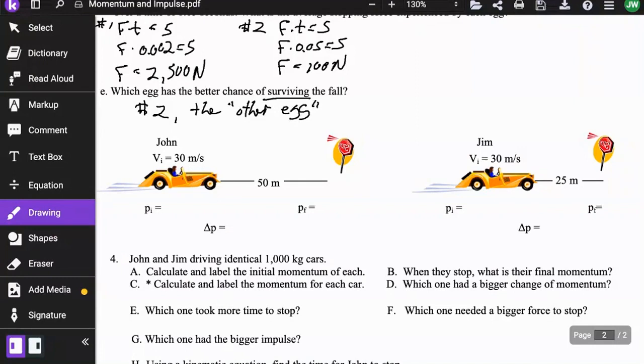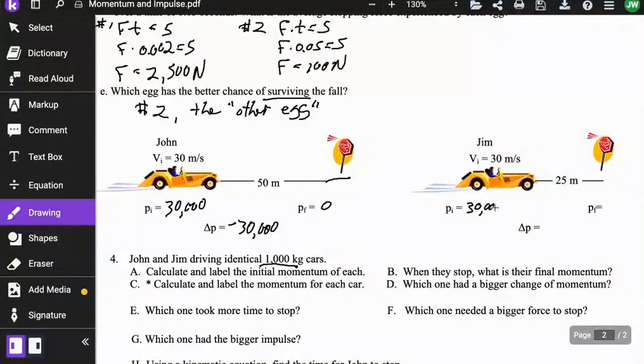The very last question, where we've got John and Jim driving identical 1,000 kilogram cars. So in our diagram, we've got John, our initial velocity is 30 meters per second. Jim, initial velocity is 30 meters per second. They're both coming to a stop. So they've got the same initial momentum, 30 times 1,000, mass times velocity. At a stop with 0 velocity, we're going to have 0 momentum. Mass times velocity is momentum. Change in momentum is negative 30,000. Final minus initial. 0 minus 30,000, negative 30,000.